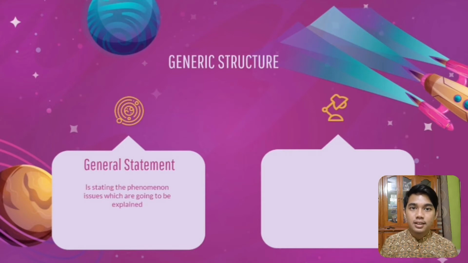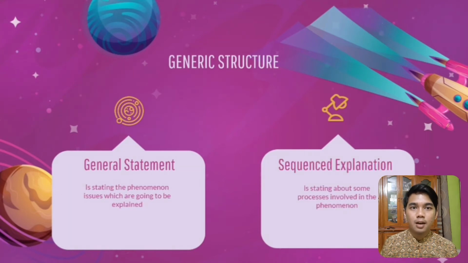And the second is sequence explanation. Sequence explanation is stating some processes involved in the phenomenon. As an example, in the summer, daylight is longer than winter. It is because the tilt of the Earth determines the amount of daylight, not the distance of the Earth from the sun. Okay? After this, my friend Naila will introduce you to the language features of the explanation text.